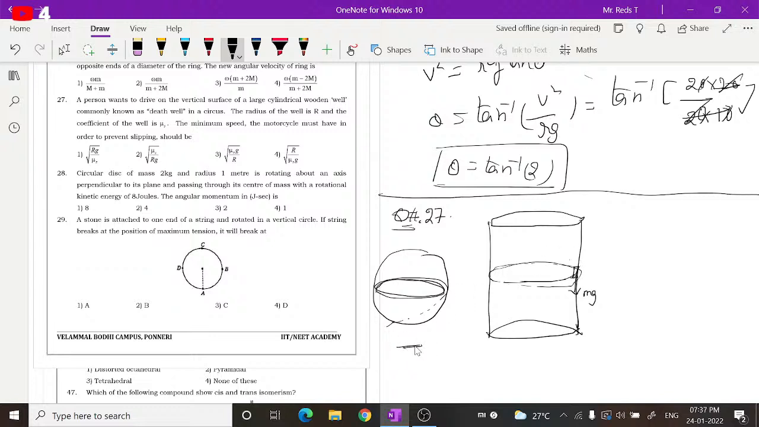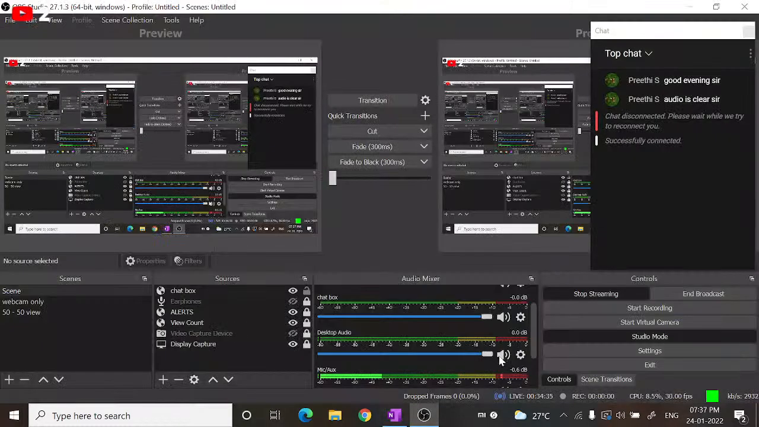Because of contact, if a body is on a surface like this, a normal force will act normal to the surface, in this case upward. Here normal force acts in this direction. But if only mg is acting there, this body will slide down. But it is not sliding, so what will be that? Just a second, guys.